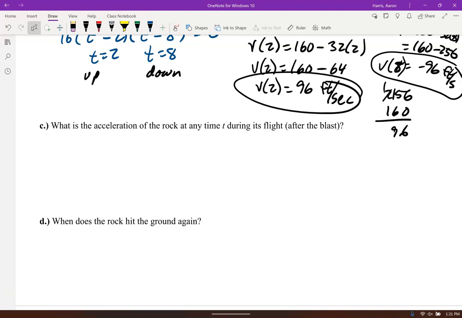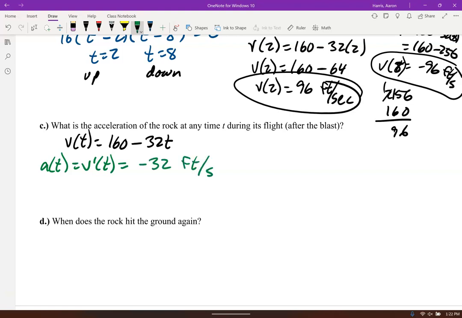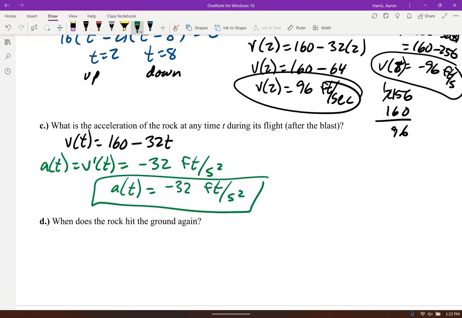All right, C and D. What is the acceleration of the rock at any time during its flight? Well, our velocity function was 160 minus 32t. So if we go ahead and find the acceleration, which is that derivative, 160, 0 minus 32 times 1, so negative 32, and this will be feet per second squared. So it doesn't matter what your time is. Notice there's no t anymore. The acceleration at any time is negative 32 feet per second squared.